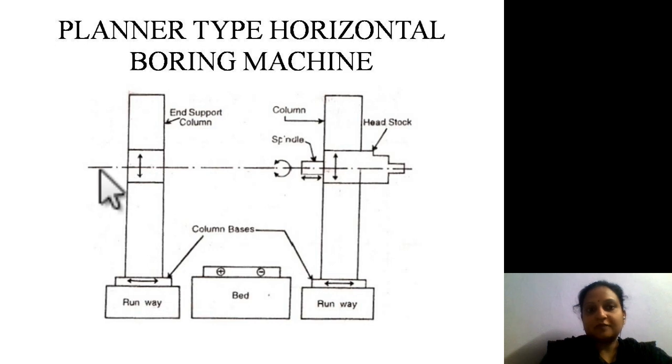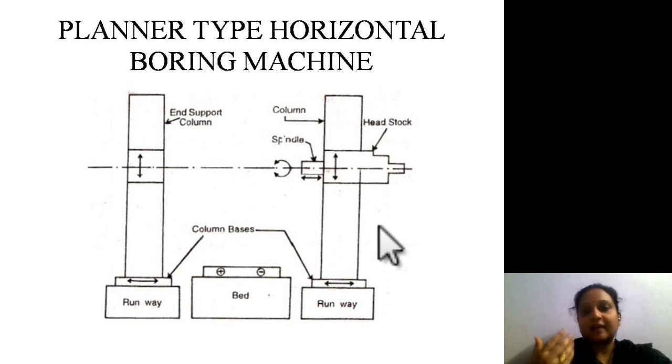Now the whole component will be aligned to the axis and will rest on the bed. The distance can be adjusted by moving both the columns, the main column and the end supporting column. Depending upon the type of component we have, we adjust both the columns. Here we fix the component and perform the boring operation. This is how the planar type of horizontal boring machine works, and depending upon the size of the component, we can change the position of these columns. So you can go for machining of very large size components also.